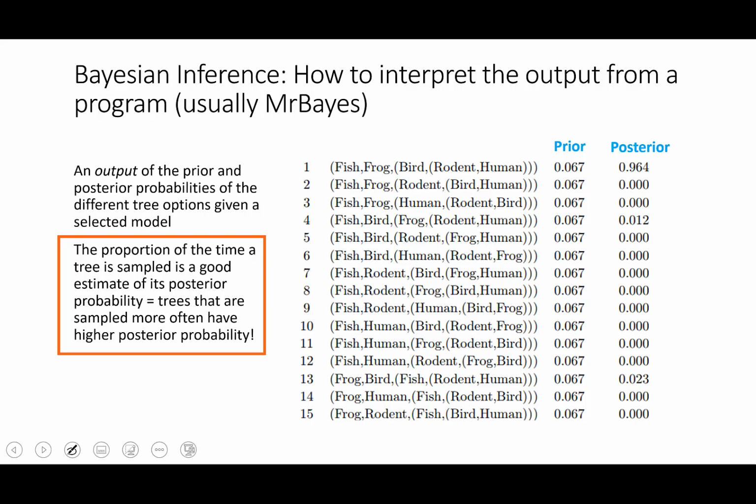So if we look at tree number 1, and we imagine that we saved or we sampled 1,000 trees in memory, 964 of those 1,000 trees looked like topology number 1. So it is the most likely. 964 of the 1,000 trees contain this particular topology.